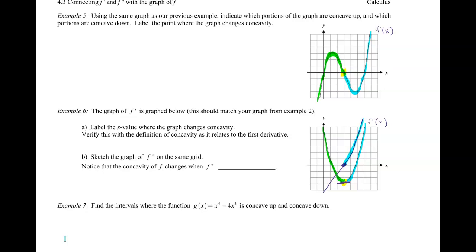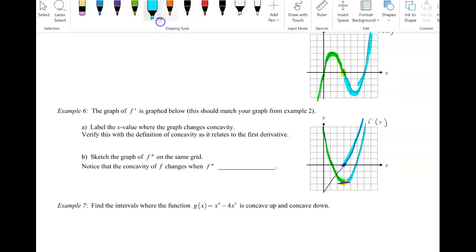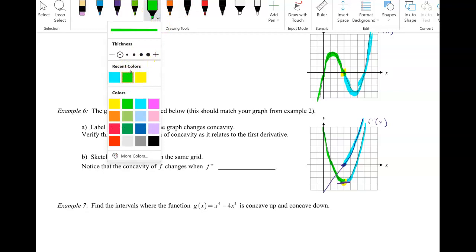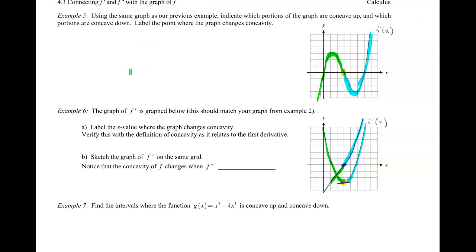So if you notice where my second derivative is above my x-axis, that would be where my original graph was concave up. It's where we were blue all the way back up here. And where my second derivative is below the x-axis, that is where my original graph was concave down, all the way back up here on f of x.